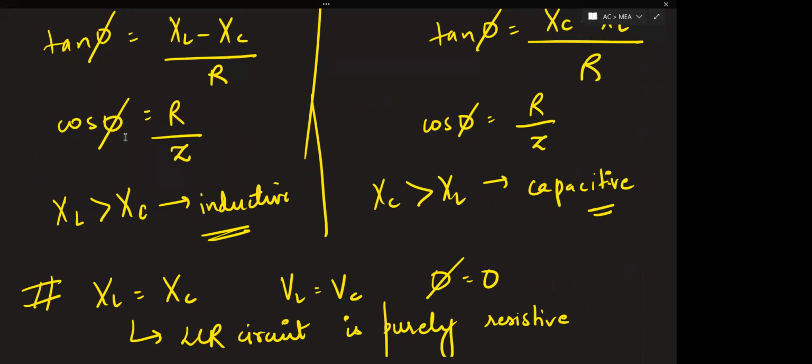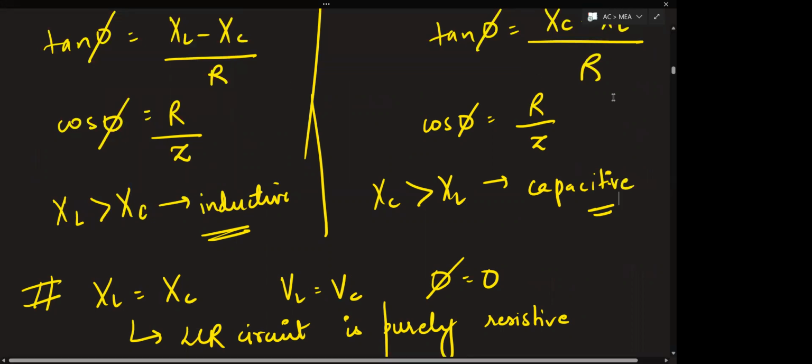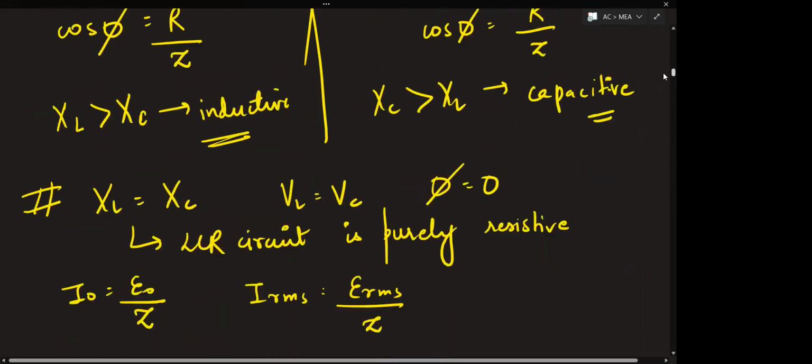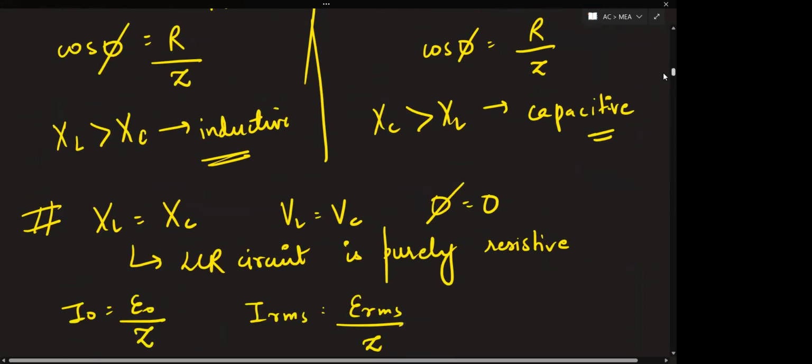From this impedance triangle, you can find the value of tan phi, cos phi, sin phi, whatever is required. And using Z as the complete resistance of the circuit, you can find out the values of I naught, IRMS, the way you have been using it.